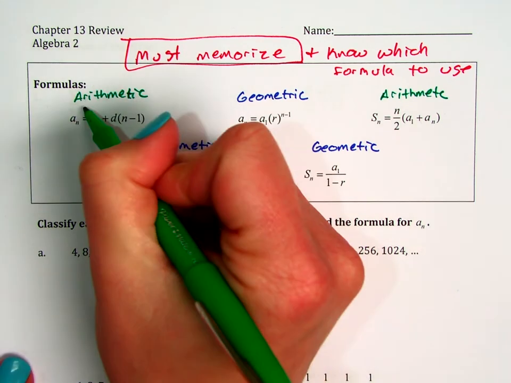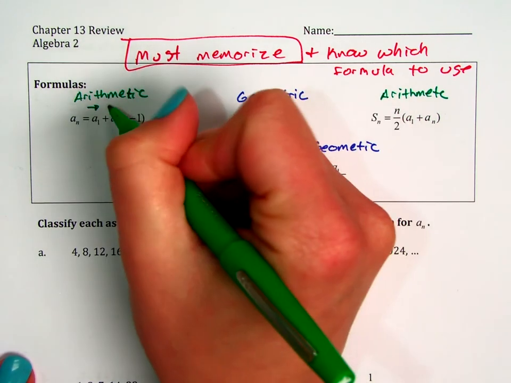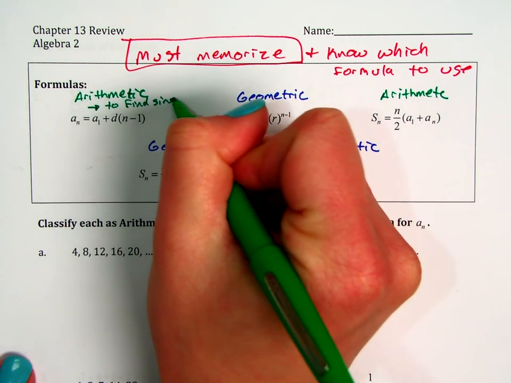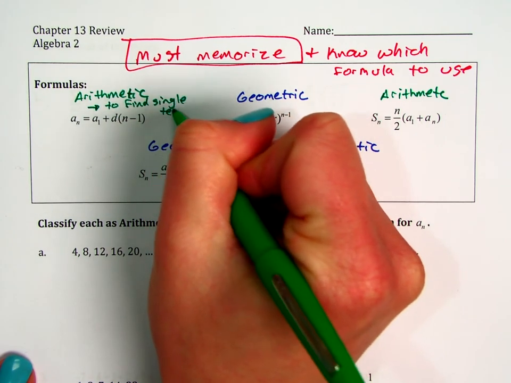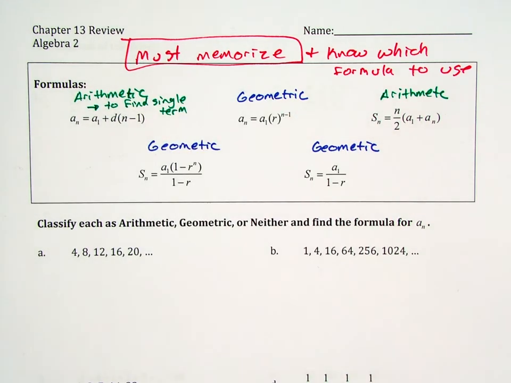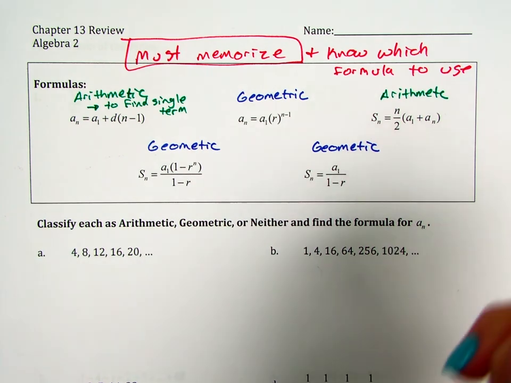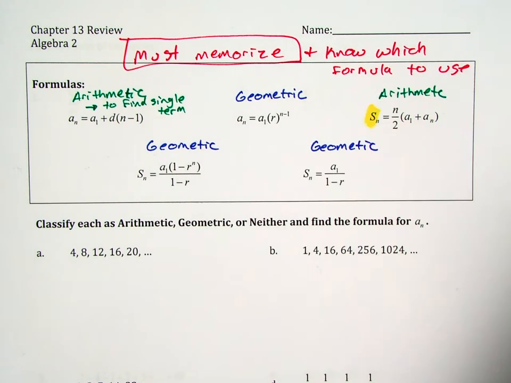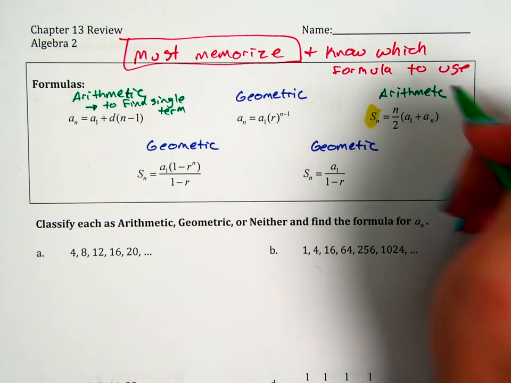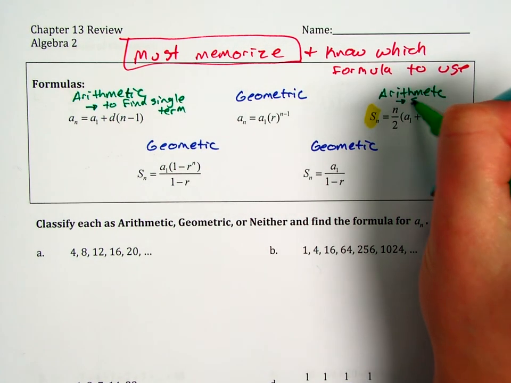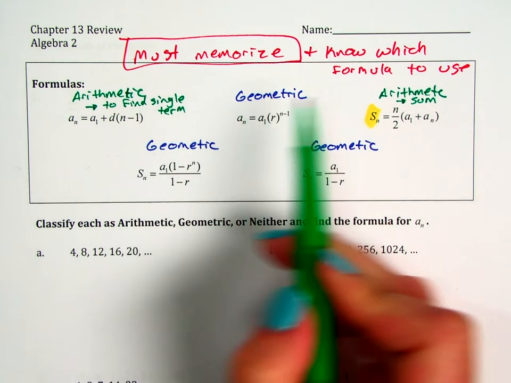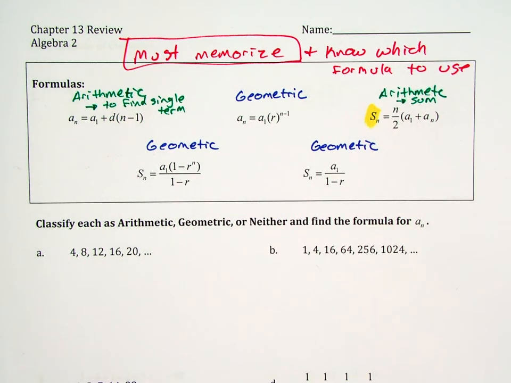Well, this is arithmetic, and this one is to find a single term. We can also use it to find pieces, like if we didn't know what the common difference was, we could use it for that. Whereas this one over here that's arithmetic, we see that S, and remember that that S stands for sum, so this is to help you find the sum of the arithmetic sequence. So if we're trying to find an individual versus we're trying to find the sum of them.